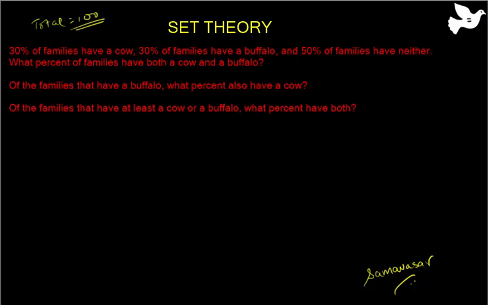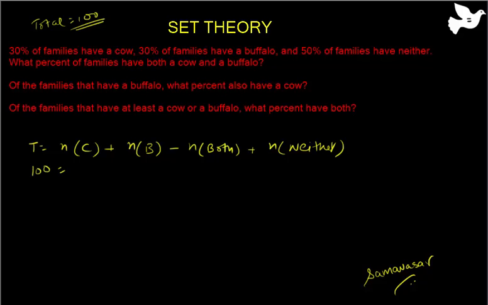So now let me just put the formula. The total number of families is equal to number of families having a cow plus number of families having a buffalo minus number of families having both the animals plus number of families having neither, right? The total number of families I know is 100. Number of families having a cow, 30, plus number of families having a buffalo, 30, minus both, plus 50 have neither. Okay, so we have this number here, 50 is neither.